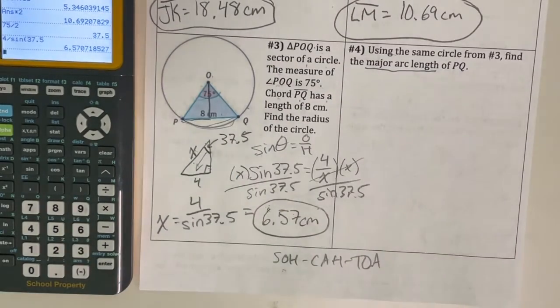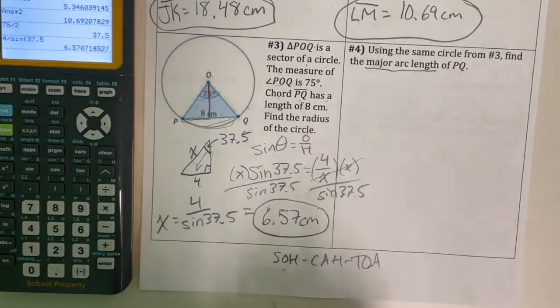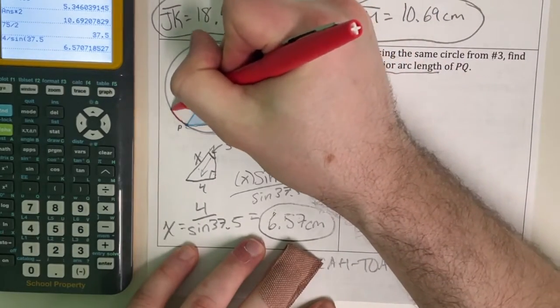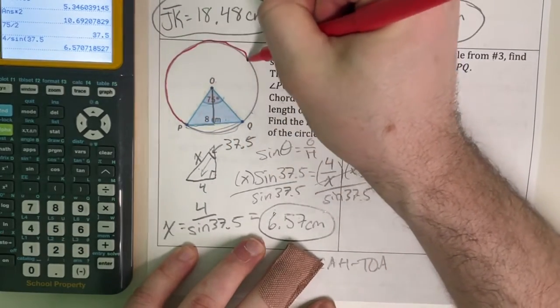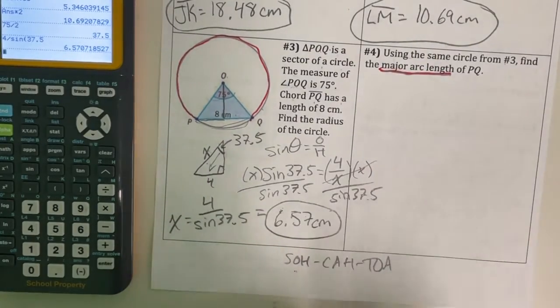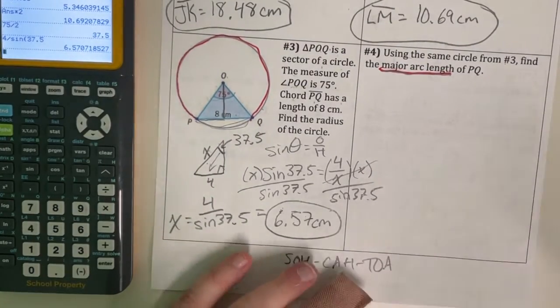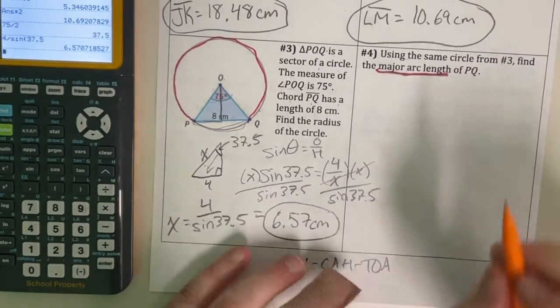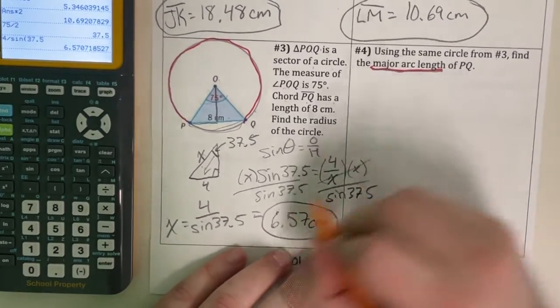Let me use a better color, so let me use red for this one. It's talking about the major arc length, which is that outside amount in red. So how do we find that? Well, a couple simple things. Let's get our labels down. We found our radius.